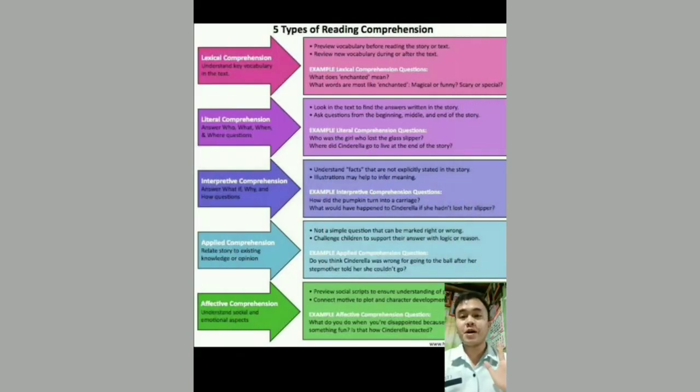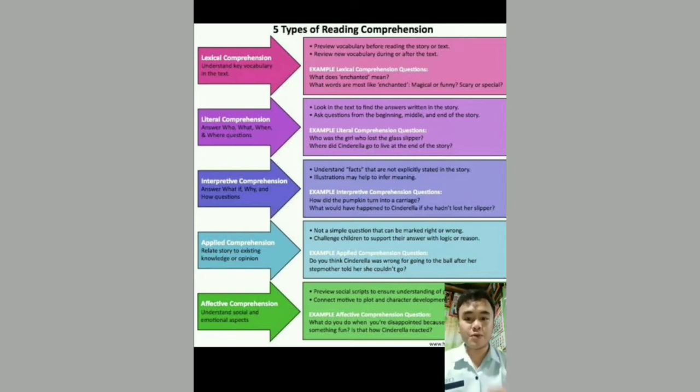So there are 5 types of reading comprehension. Number 1 is lexical comprehension. Number 2 is literal comprehension. Number 3 is interpretive comprehension. Number 4 is applied comprehension. And the last, 5th, is affective comprehension. I will explain each one of them.